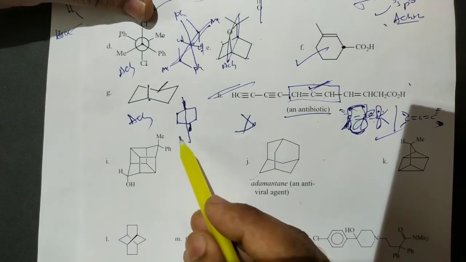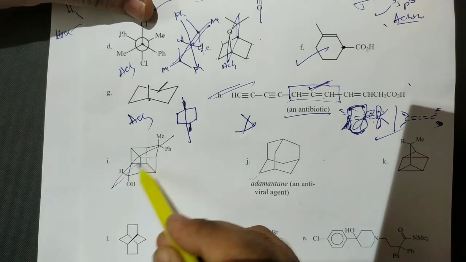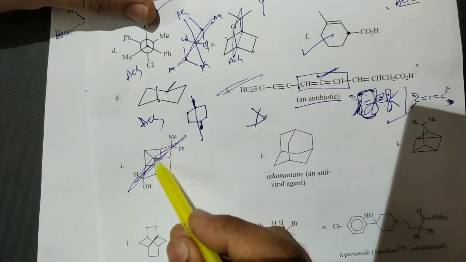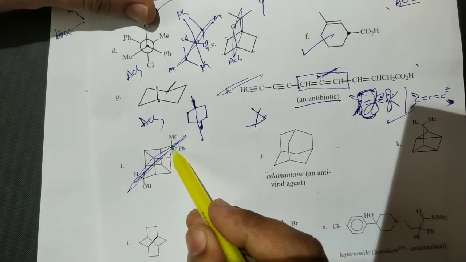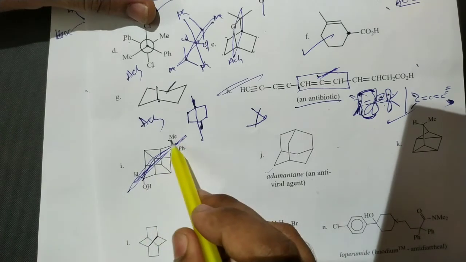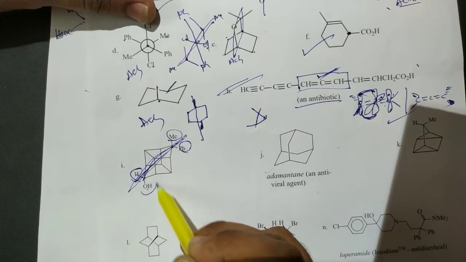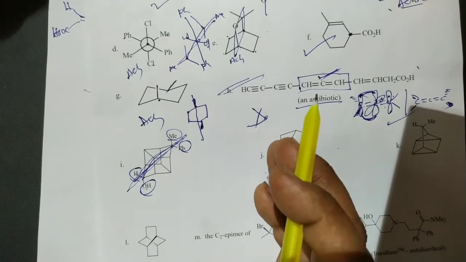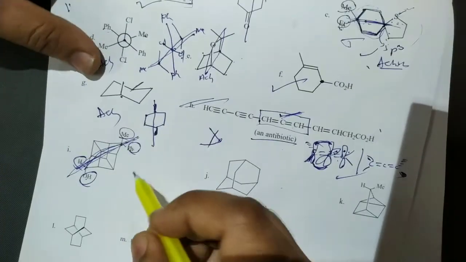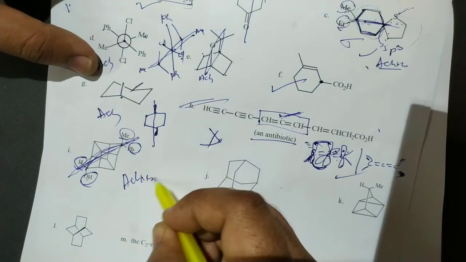Okay, why? Because this molecule can be cut into equal halves. That means the plane is passing through the methyl, phenyl, this carbon, and here this hydrogen, carbon and OH. That means methyl, phenyl, hydrogen, OH, all these groups are coming into our imaginary plane. That means this molecule can be cut into equal halves. So again it is also an achiral molecule.